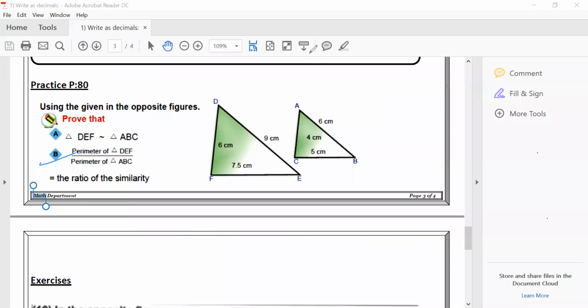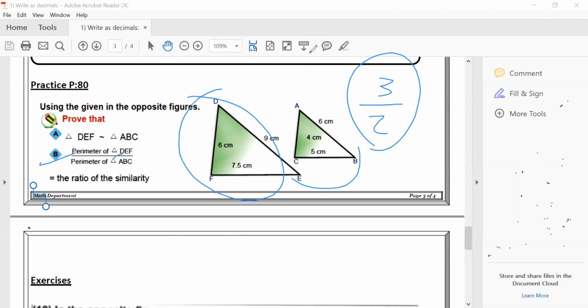He wants the perimeter of DEF over the perimeter of ABC to be the ratio of similarity. We found the ratio of similarity equals what? 3 over 2. This is the property I was telling you about in polygons. Also the perimeter of DEF over the perimeter of ABC, you must get 3 over 2. This is a property, this is given.